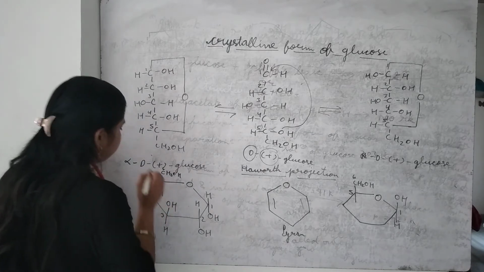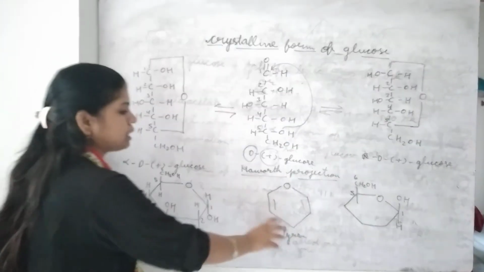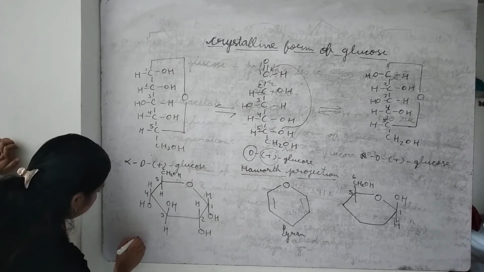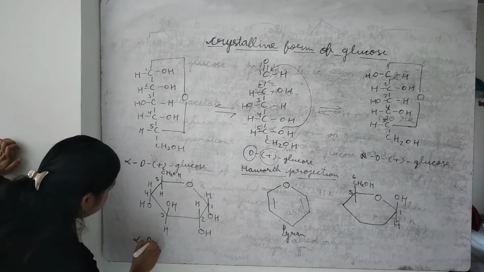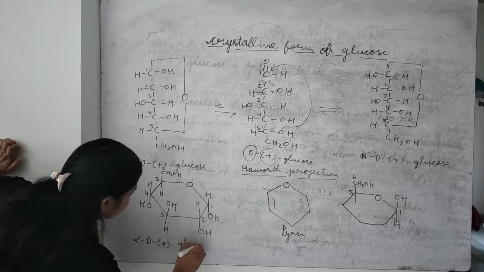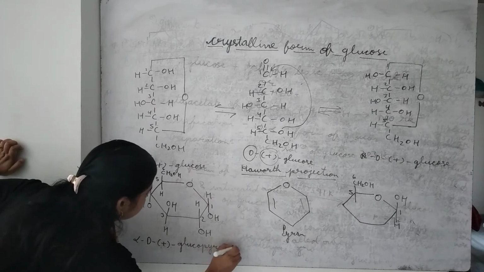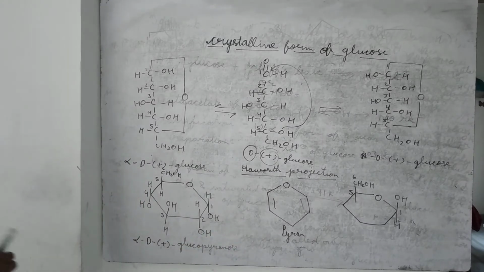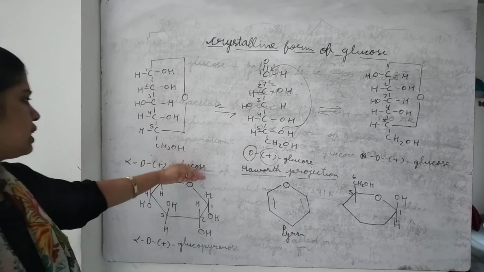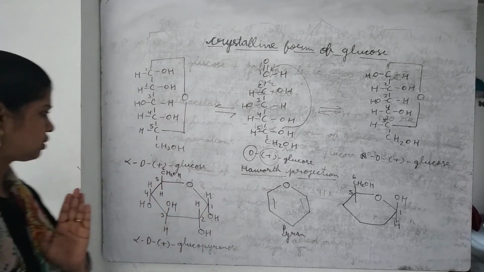And now in fifth carbon atom, there is hydrogen. Actually, this structure resembles pyran. That is why its name will be alpha D plus glucopyranose. It is not very tough. This pyran is added with it. This is glucose. So together it is glucopyranose.